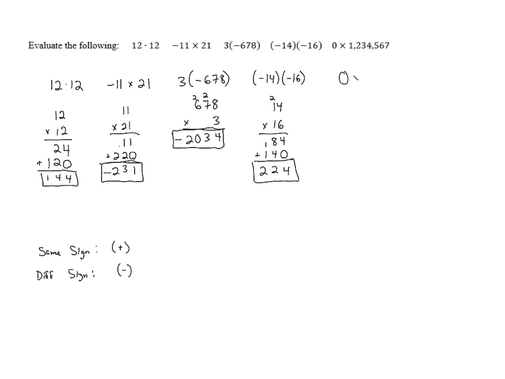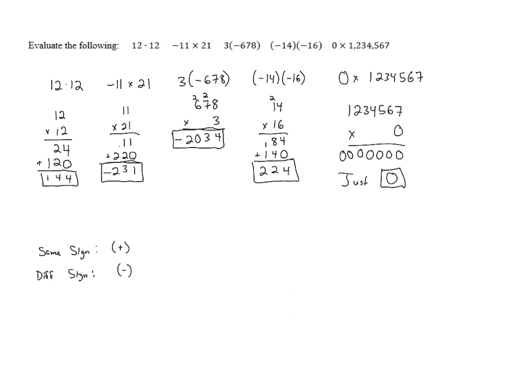All right, lastly, we have 0 times 1,234,567, which looks crazy, but we're here to prove a point. Let's write this out. 1,234,567 times 0. 0 times 7 is 0. 0 times 6 is 0. 0 times 5 is 0. 0 times 4 is 0. 0 times 3 is 0. 0 times 2 is 0. 0 times 1 is 0. The answer is just 0.